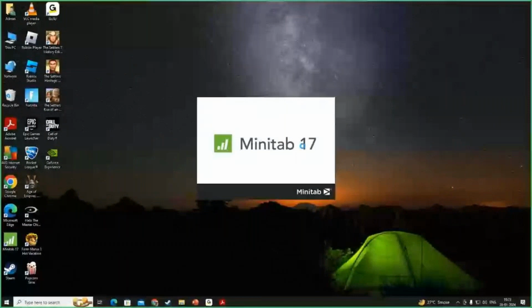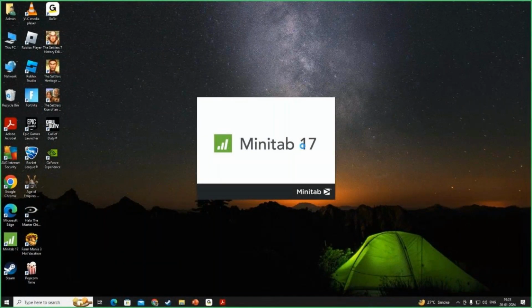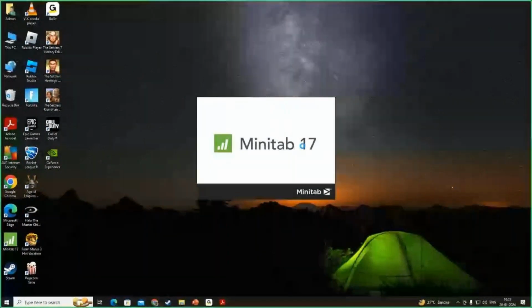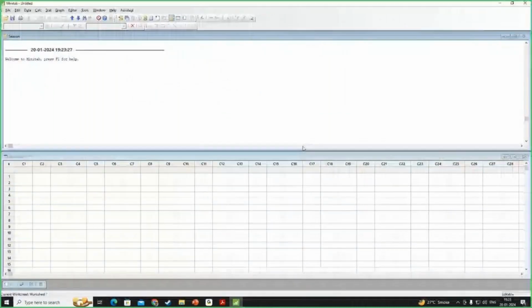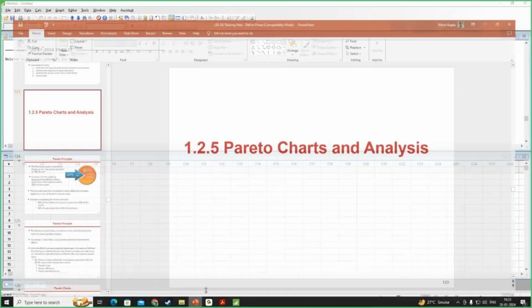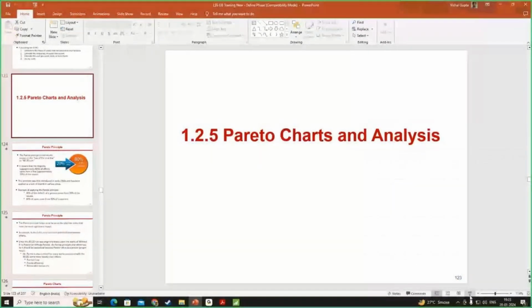So guys, this is the software I was talking about that I'll be sending to you. And as I said, you have to install it on your personal computer, it cannot be an office one because it may not allow you. It looks similar to Excel, but I'll take you through the different tools through this particular software. Okay. So let's begin with Pareto chart analysis.